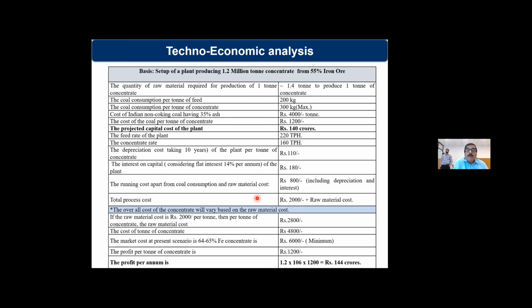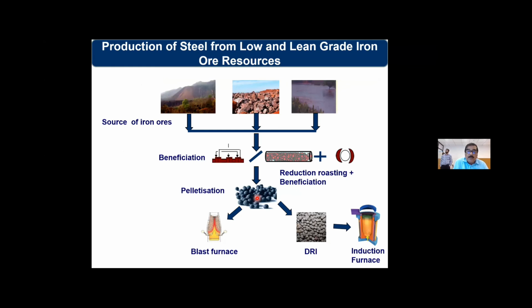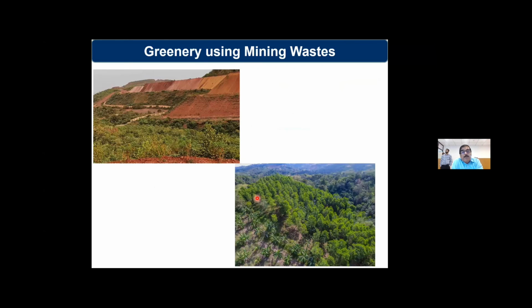Now one of the plants may come up. We are working on a 200 TPH plant at Rairampur. We are planning to set up the reduction roasting process. Once you go for reduction roasting, whatever pellet you make, you can use for blast furnace or DRI. And this is green, using the mining waste. After making the cake, you can do the green stockpile.